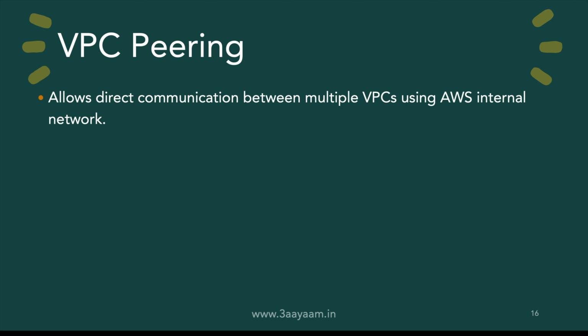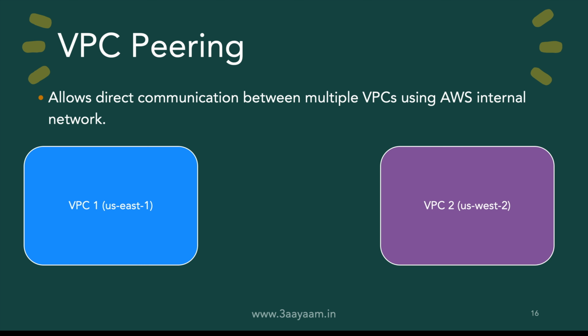So we can solve that problem using VPC peering, which allows direct communication between multiple VPCs using AWS internal network itself. Of course, it does not go via the internet. So let's say we have two VPCs. They can be in the same region or can be in different regions also. In this example, VPC 1 is in US East 1 and VPC 2 is in US West 2. Now, as I said, VPC 2 could have been in US East 1 also.